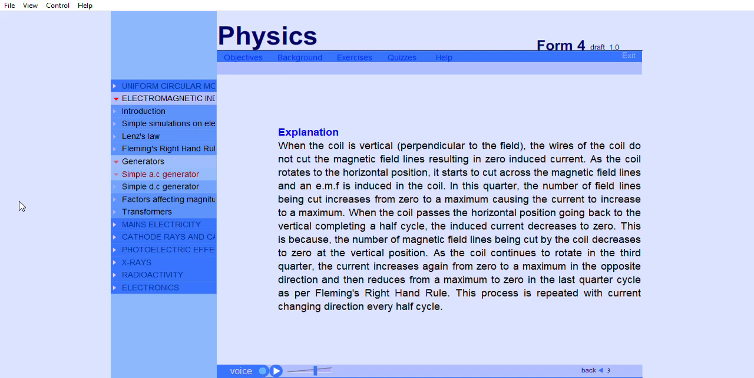increase to a maximum. When the coil passes the horizontal position, going back to the vertical, completing a half cycle, the induced current decreases to zero. This is because the number of magnetic field lines being cut by the coil decreases to zero at the vertical position. As the coil continues to rotate in the third quarter, the current increases again from zero to a maximum in the opposite direction and then reduces from a maximum to zero in the last quarter cycle as per Fleming's right-hand rule. This process is repeated with current changing direction every half cycle.